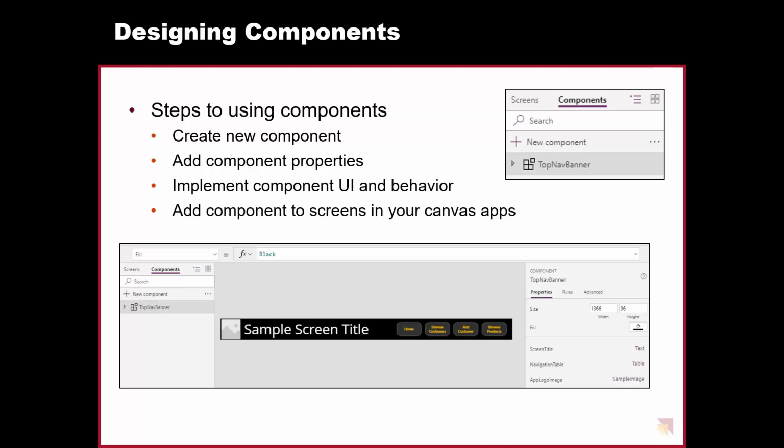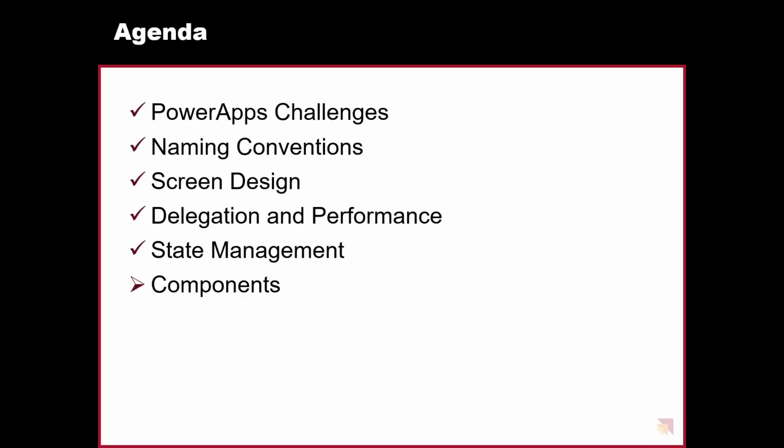But the idea is you create a new component. You add the component properties to see what the app needs to push into the component. Whether you want a component to reuse across all screens or just on one screen, those are things that dictate how you design. Then you implement the component UI and your behavior. You add the component to one or more screens. And then you go back to the component and make updates to it, and that automatically pushes those updates into what you've done.